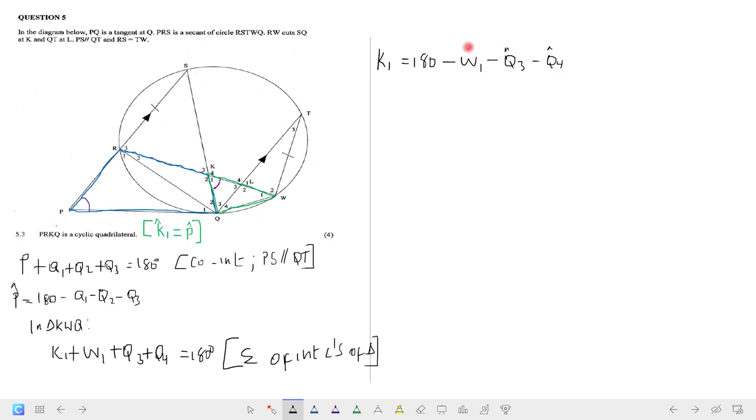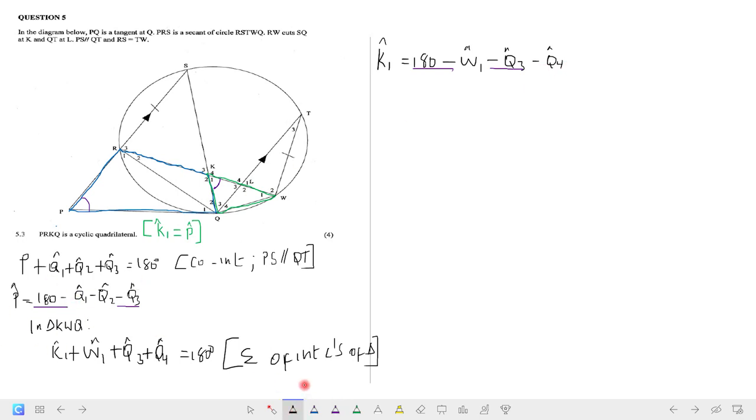Alright, now the problem here is that in the value for P, I only have Q1, Q2, Q3, but in K1 I have W1 and Q4. The good thing is that I do have 180 minus, and I have Q3, which is minus Q3, in both. So here I need to show that W1 and Q4 can be written in terms of one of these, right?